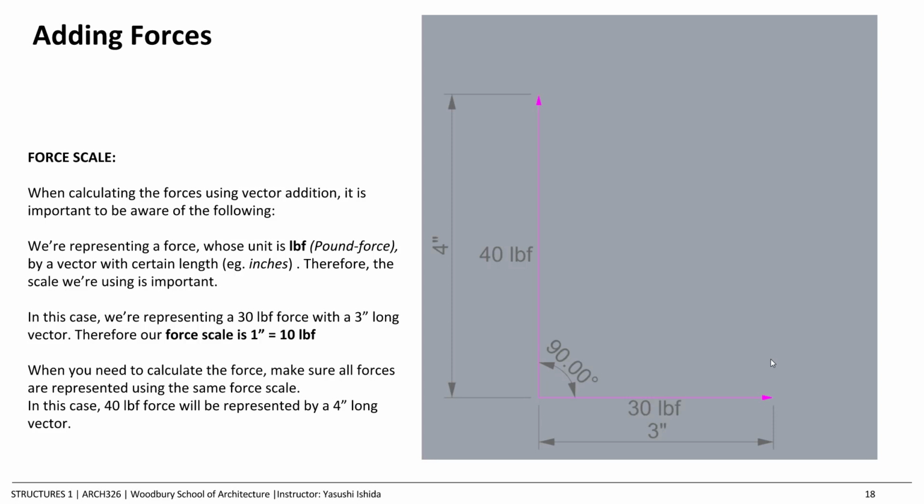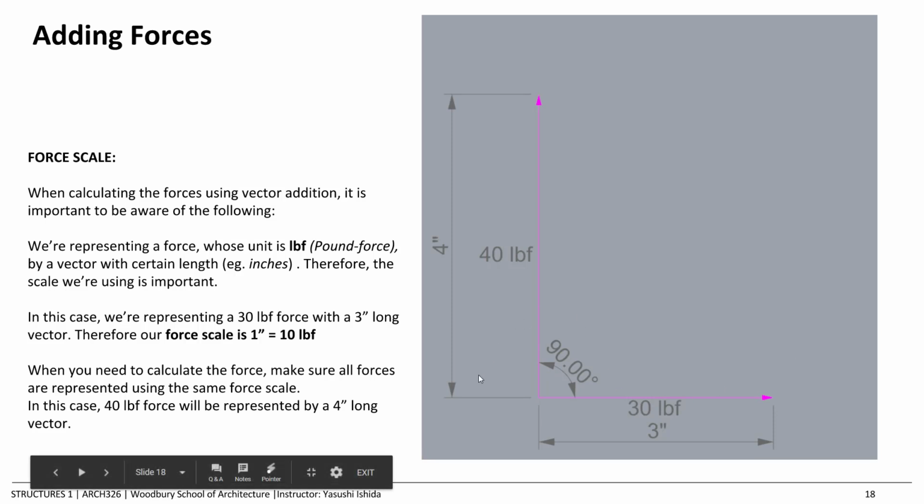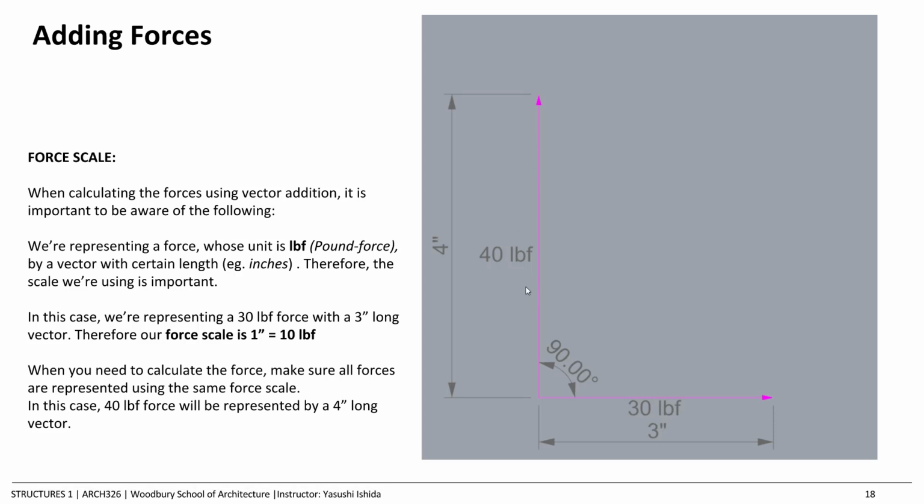Yeah, so it's important to be consistent. So therefore, because this arrow is 4 inches, that's why it can represent 40-pound force. If this is 4.2 inches, it's going to be 42-pound force.